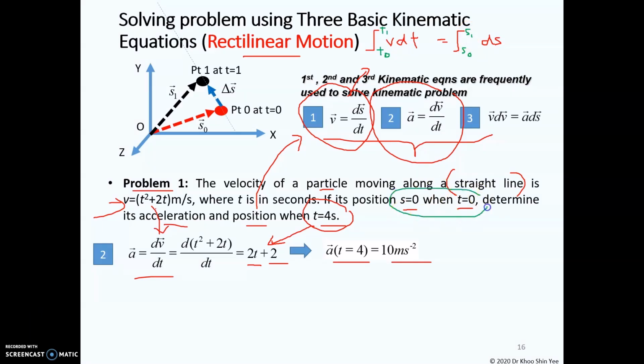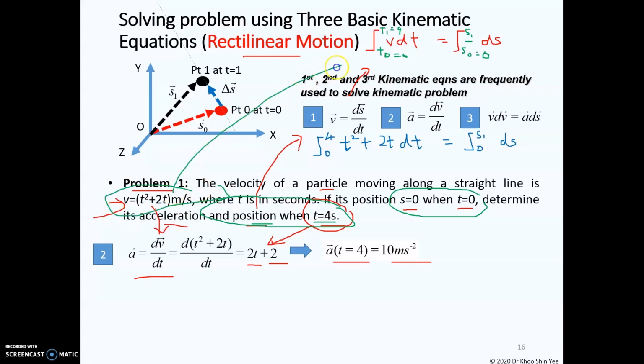From the initial condition here, we can substitute t0 to be 0, x0 to be 0 as well. And at t equal to 4 here, the time is 4 where the position is unknown. Therefore, we let t1 equal to 4 and s1 remain. So after you substitute velocity inside this equation, you should obtain this.